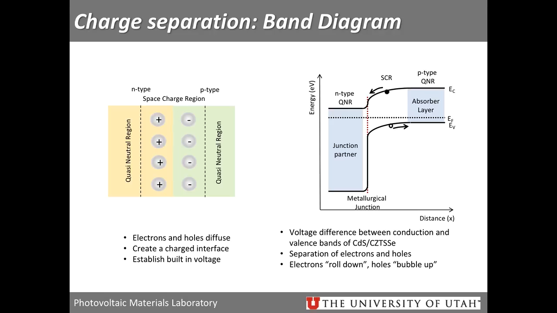So this is just showing again that operation. We have absorbed light. We create an electron hole pair that is excited into the conduction and valence band, and those are acted on by the electric field that's built in because of our p-n junction.